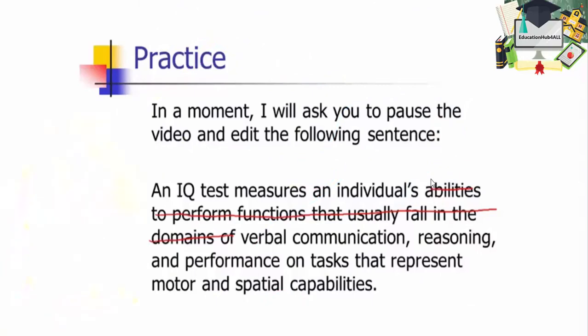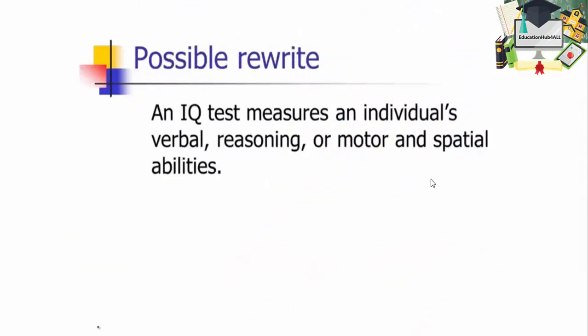An IQ test measures an individual's verbal. I don't think we need communication after verbal, right? Because that's just repetitive. Verbal, reasoning, and then we get performance on tasks that represent. How about we say it more directly, that it's measuring their motor and spatial capabilities. And perhaps there are more than one type of IQ test, so we might want to use the word or here, so that not every IQ test measures all three, but some may measure any one of these. So an IQ test measures an individual's verbal, reasoning, or motor and spatial capabilities. So again, hopefully in your rewrite you've got something similar and you were able to strip a lot of those excess words out.